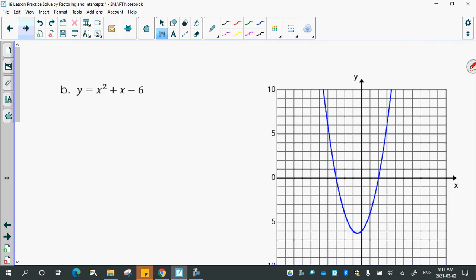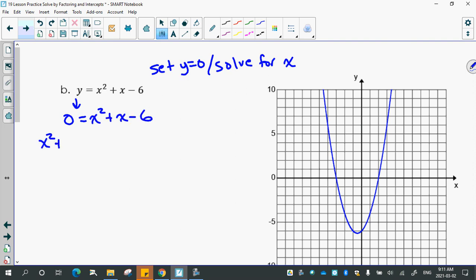Next one. Y equals x squared plus x minus 6. So the first step is set y equal to 0 and solve for x. I'm going to switch sides. So then I'm going to see if it's factorable. So that follows my flow chart. Is there a common factor amongst all three terms other than 1? No. Count the terms. 3. If it were factorable, what type of trinomial would it be? Simple, which would mean there was two numbers that multiplied to -6 and added to +1. So the bigger one would have to be positive. They multiply to a negative and add to a positive.